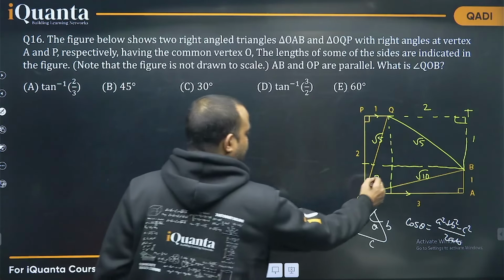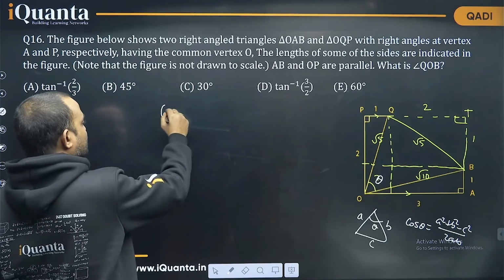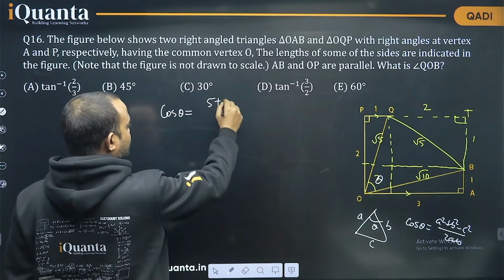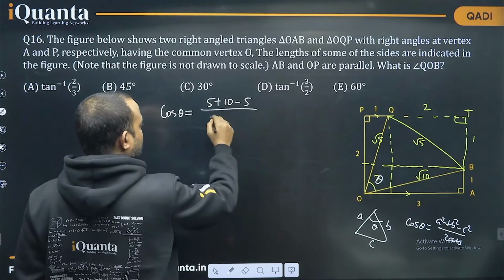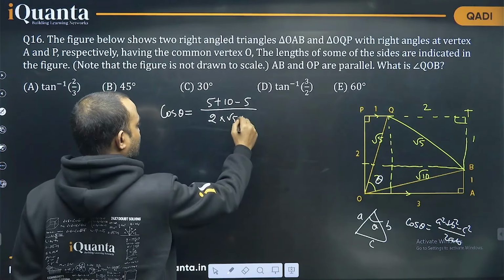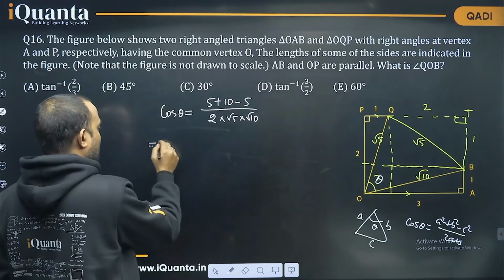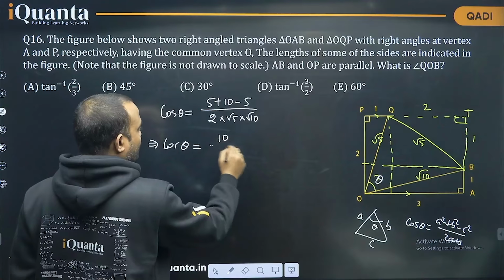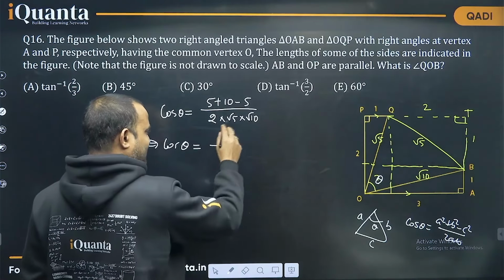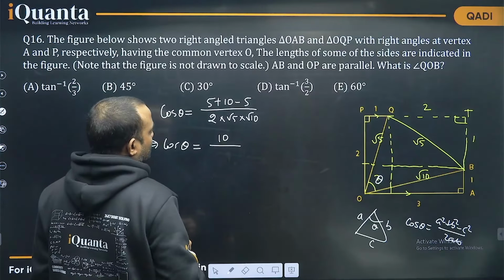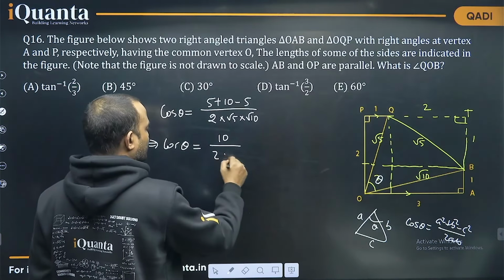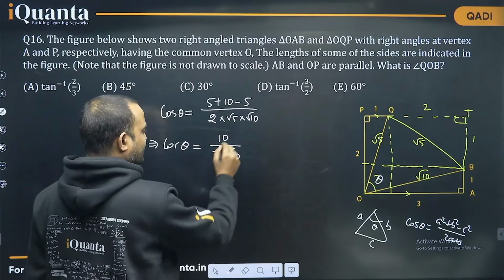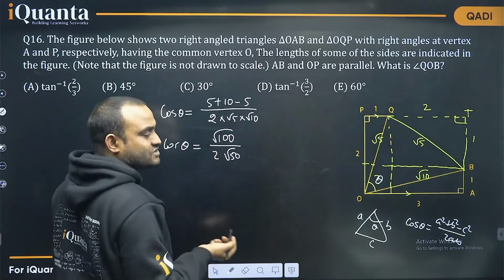Let's say this angle is theta. So we can say cos theta is equal to root 5 square, so 5, root 10 square, 10, minus 5, upon 2 into root 5 into root 10, or cos theta is equal to 5 upon, this is nothing but 50, 2 root 50, correct? 2 root 50. And this 10 I can write as square root of 100.